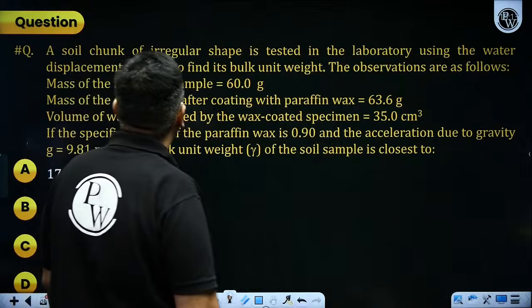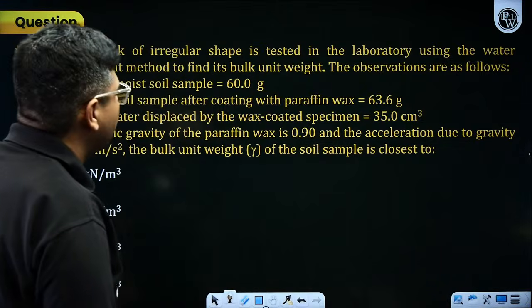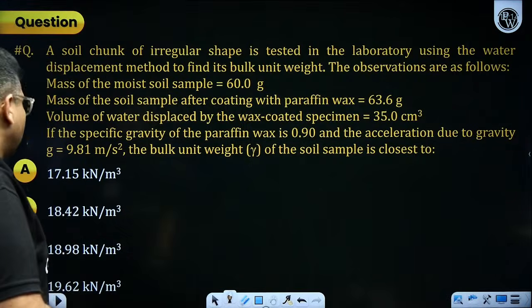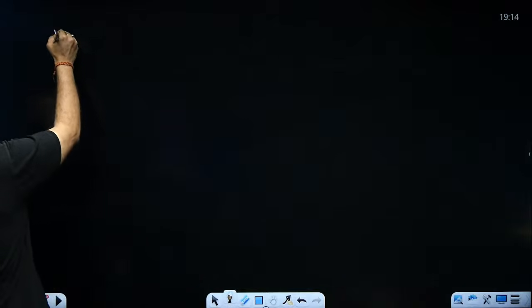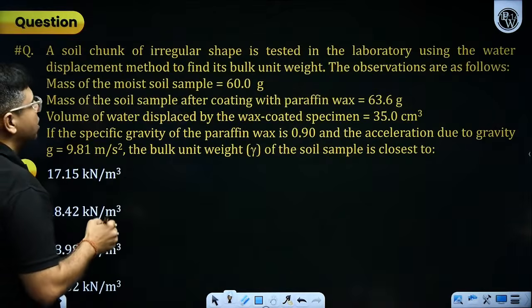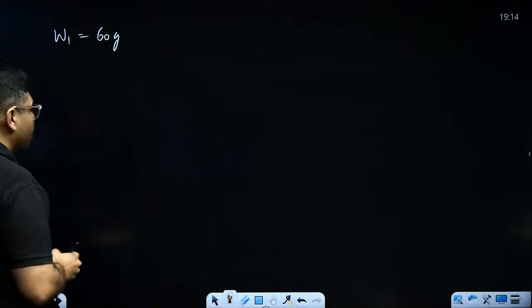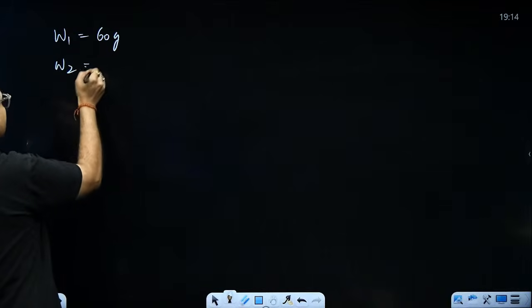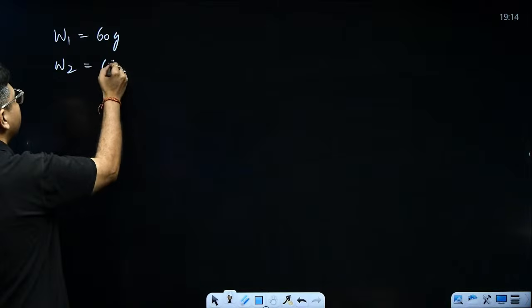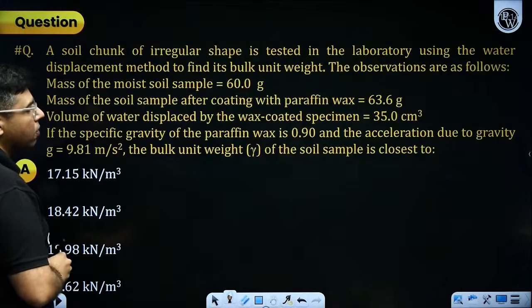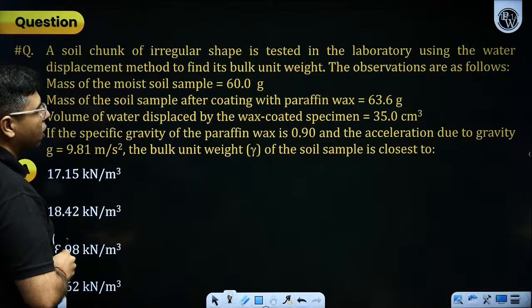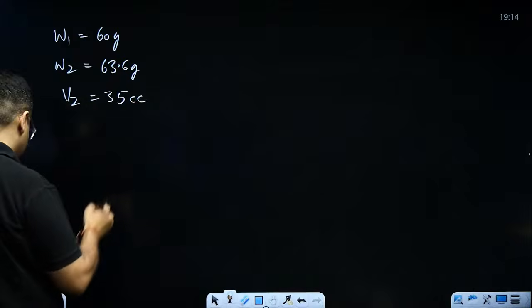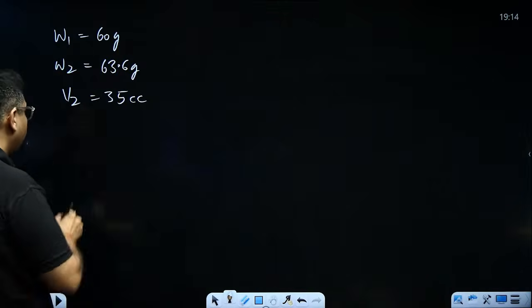A soil chunk, irregular in shape, is tested in the laboratory using the water displacement method to find its bulk density. In the observation, mass of the moist soil sample W1 is 60 grams. Weight of the soil with wax W2 is 63.6 grams, and volume of water displaced by the wax-coated soil, that is V2, is 35 cc. G wax is 0.9.